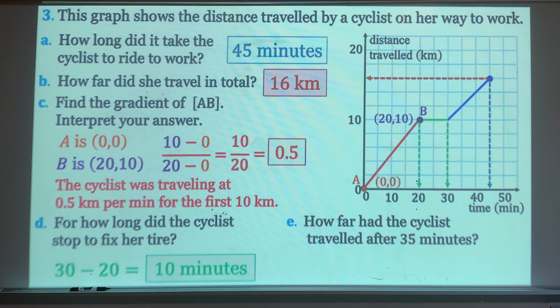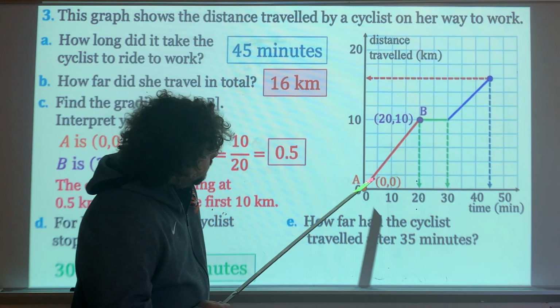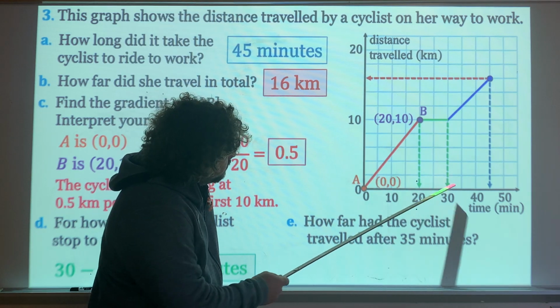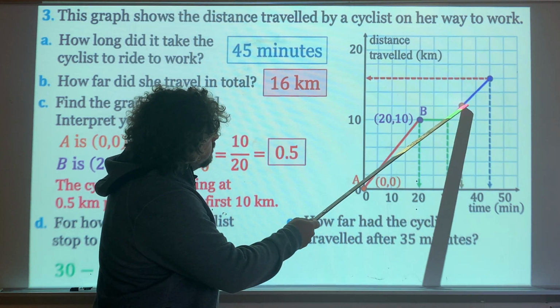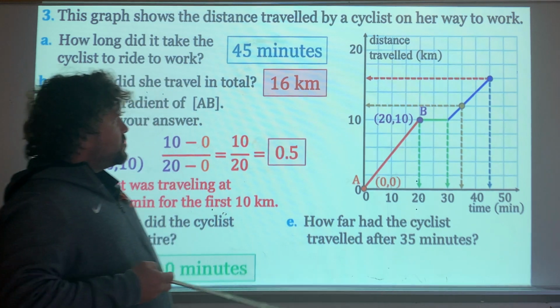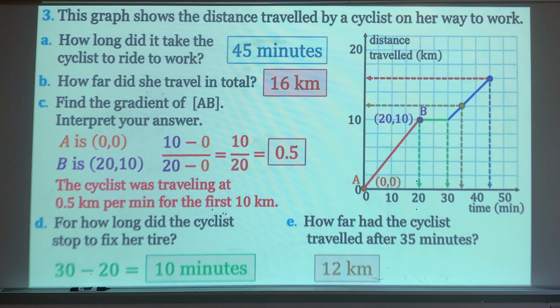How far had the cyclist traveled after 35 minutes? So after 35 minutes, 10, 20, 35 is right here. Go up to your graph, go over to the distance traveled, and it is 12 kilometers. All right?